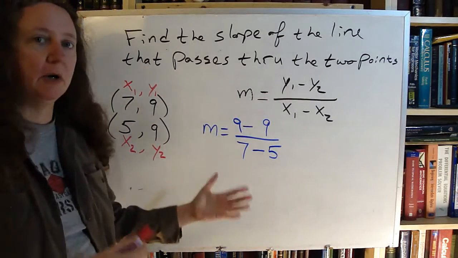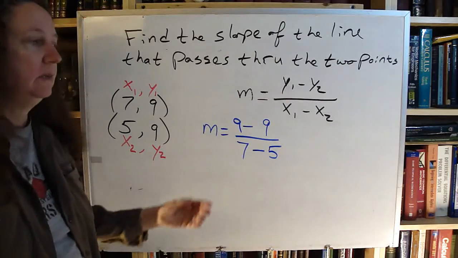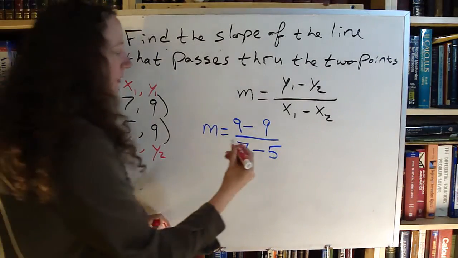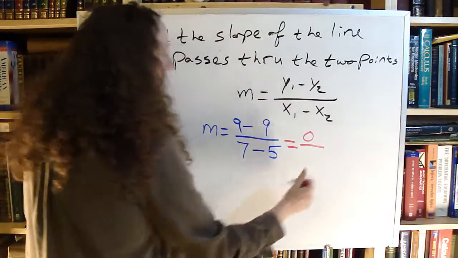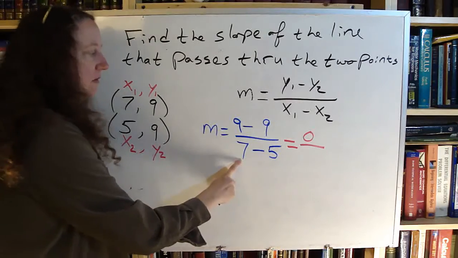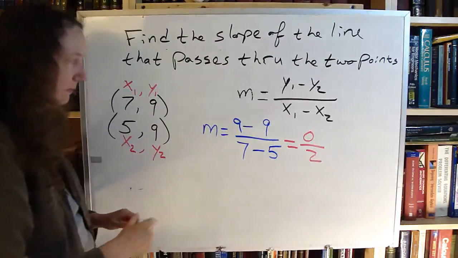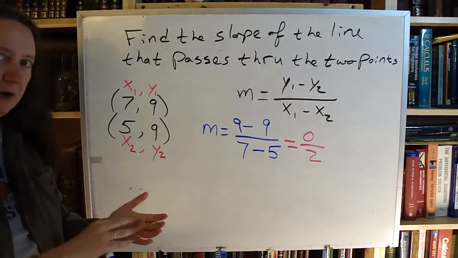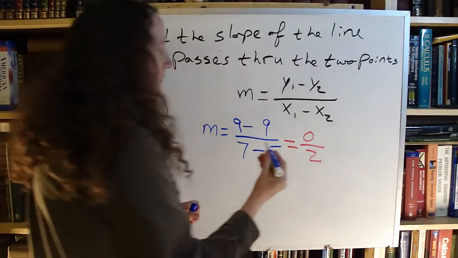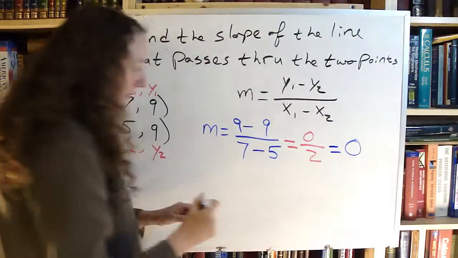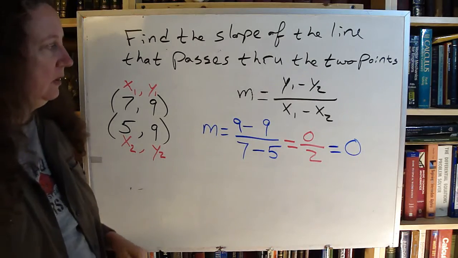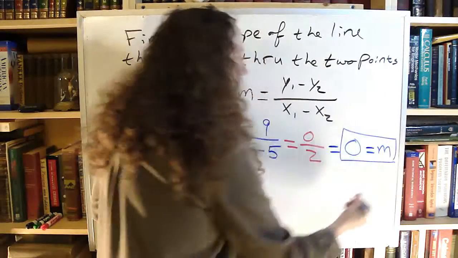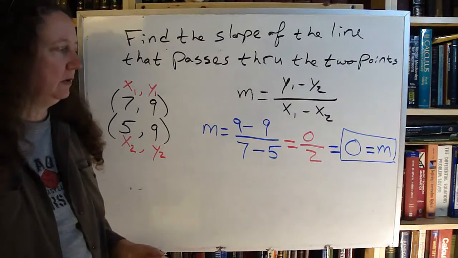Is there anything that you need to clean up on any of your work, the top or the bottom? No. So then we go to our order of operations. 9 minus 9 is 0. 7 minus 5 is 2. Zero divided by 2. Type it on your calculator if you're not sure. Zero. So now I have my slope. So I have 0 equals m. 0 is my slope.